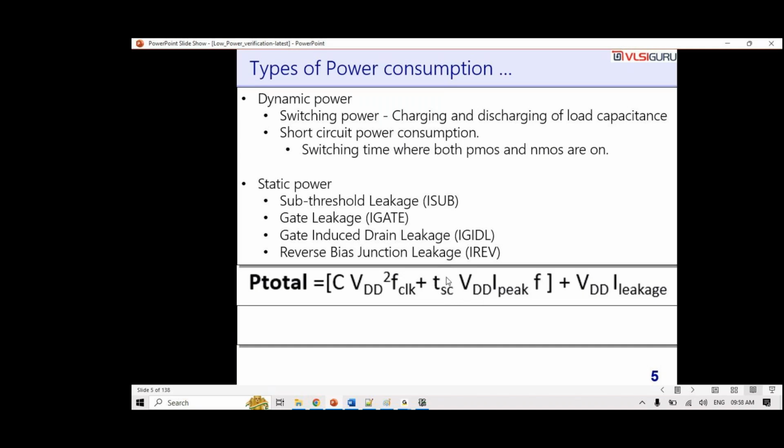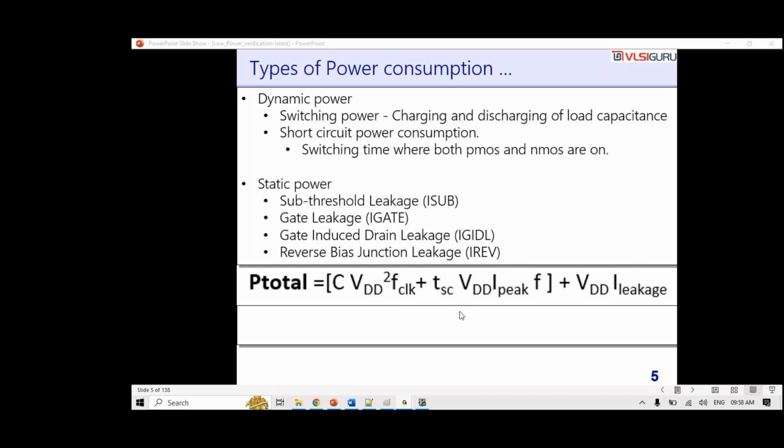I think this is the time for which short circuit happens. That is, the duration for which both PMOS and NMOS are on. And what is the peak current, what is the VDD, and what is the frequency at which we are operating. Those things lead to one more power consumption. Then we have got the leakage power, which is simply VDD multiplied by I leakage. I leakage is one term, but it is the sum of all these leakage currents. So we can summarize the total power like this.